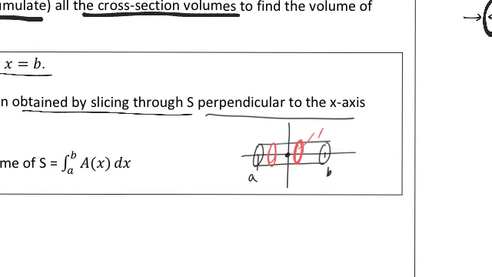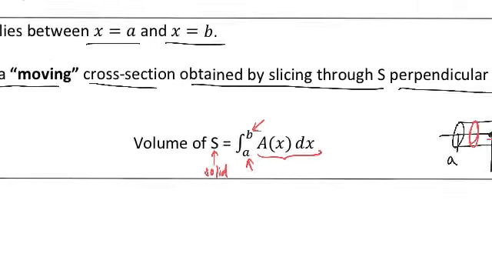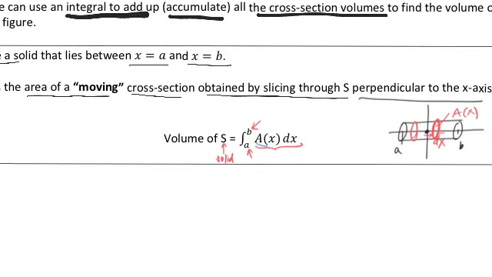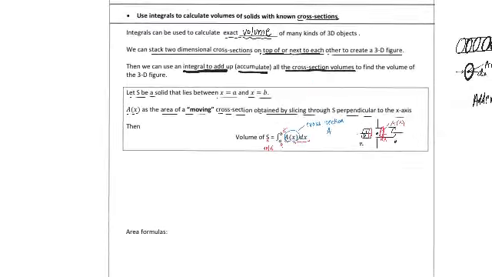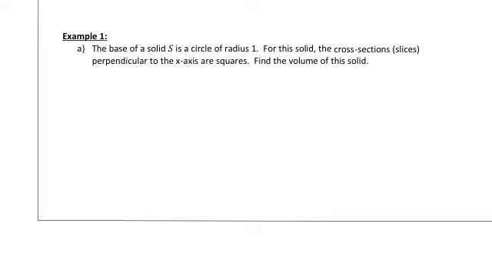And then we're just integrating the A of x dx from A to B to get the total volume of the solid. This is the total volume of S, which is the solid. You integrate from A to B, and here is your cross-section volume. And A is your cross-section area. So this is the basic idea. Now let's see how this works with a few examples. So area formulas, you need to know them. I'm not going to go over them here, but we will cover them as we do the examples.